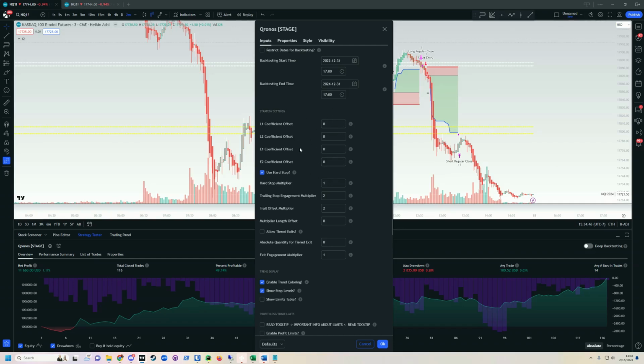Now, I'm sure some people are going to go and play with this and mess with it as much as they can, but I would caution you on that. The more you mess with things and the more you try to quote dial things in, the more you're likely to overfit, which means it will backtest perfectly, but it won't perform in forward testing because it's just fitted around trades in the past. So my advice is to simply leave these at 0.